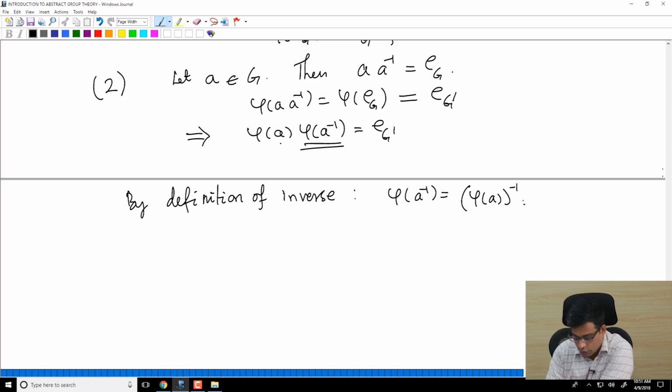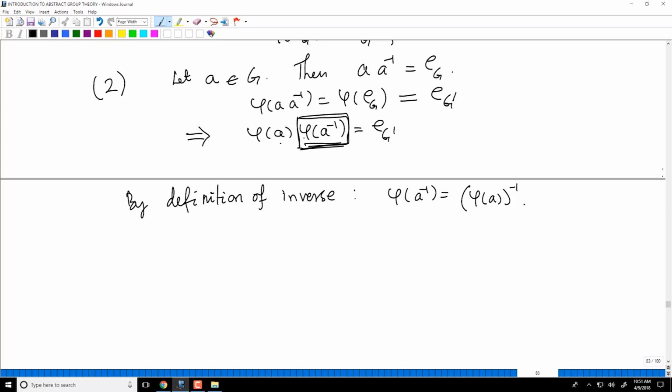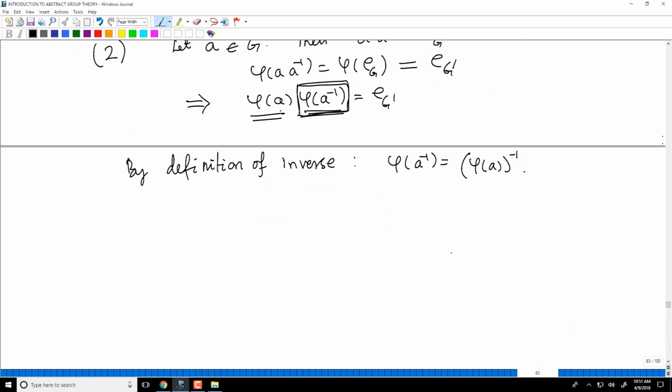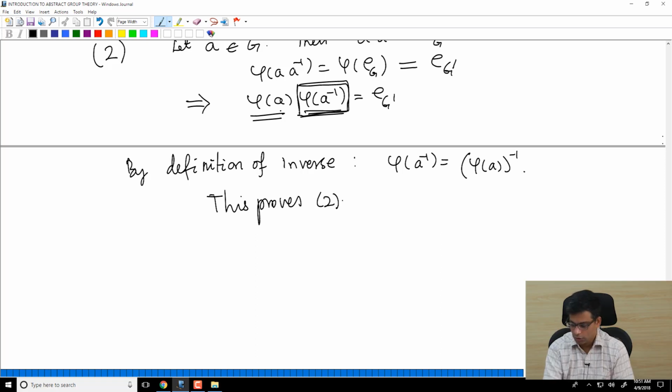inverse, the whole inverse. Because phi of a, when you multiply with this element here, you get the identity element. So this element must be the inverse of phi of a, which is denoted by phi of a whole inverse. This is the second property: phi of a inverse is phi of a whole inverse. So this proves 2, and the proof is complete. In other words, identity must go to identity under a group homomorphism, and inverses must go to inverses.